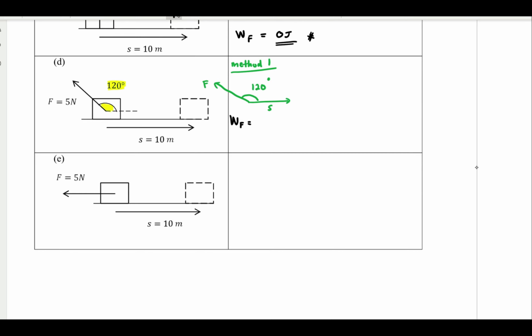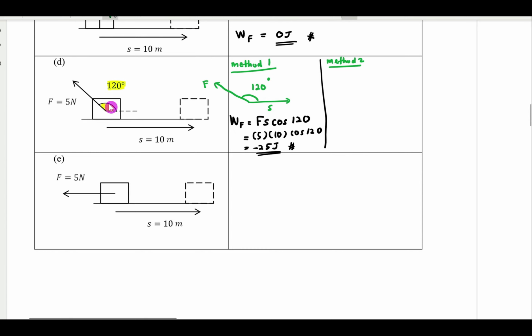Okay, so WF should be Fs cos 120 degree. So we can straightly substitute F equal to 5, S is 10, cos 120, so you will have negative 25 joule. Okay, so this is the answer. But if you want to follow the second method, okay, I will write method 2. Okay, so let's say for method 2, look at here.